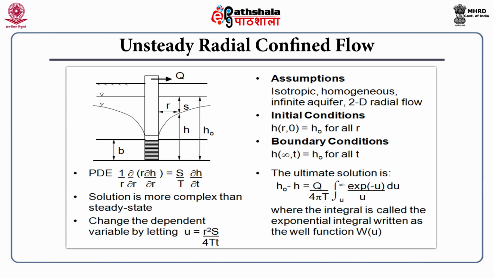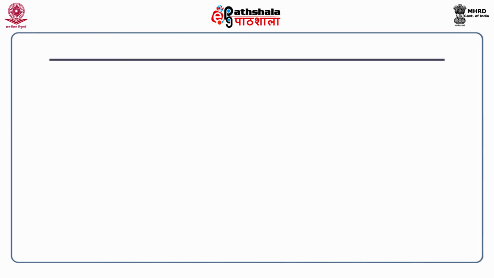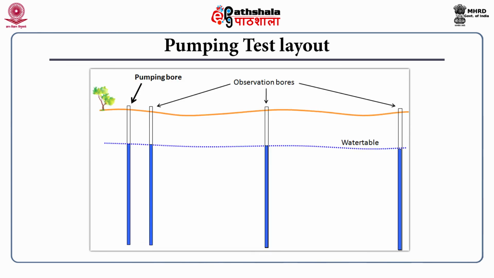And the solution is given here, that S, that is nothing but h naught minus h, is going to be equal to Q upon 4 pi T integration e to the power minus u upon u du. So, this is the well function. This entire integration quantity can be termed as a well function W. Now, using this auxiliary function and the well function, we can plan a pumping test in the field.